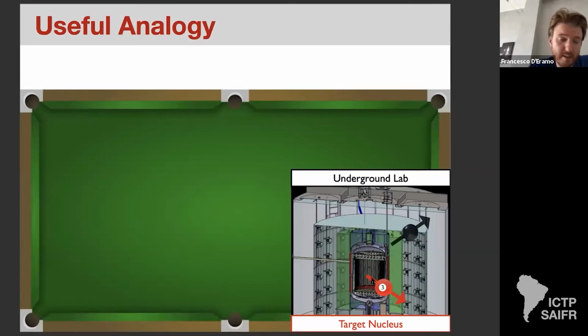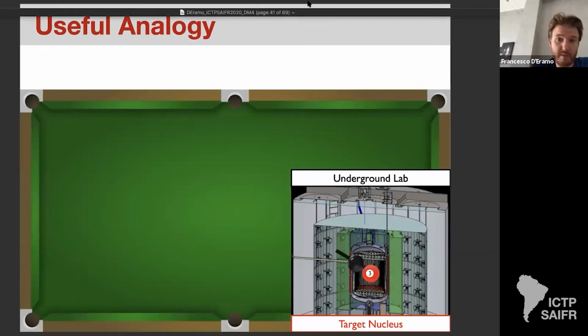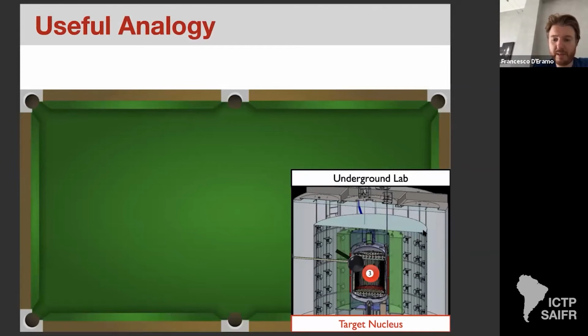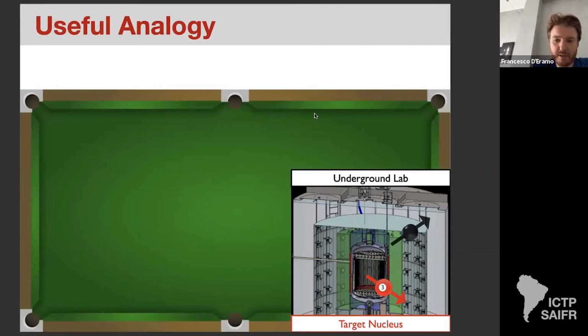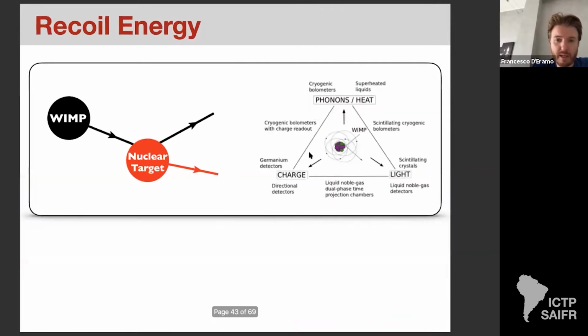And since billiard balls do not start moving for no reason, you infer that it was hit by something, and this something that hit the ball is something you cannot see, it's something invisible, okay? So this is the very rough idea about dark matter direct detection. And now we can be a bit more quantitative.